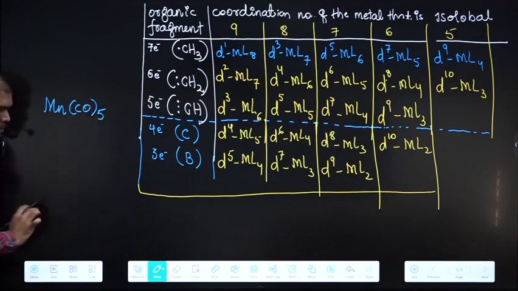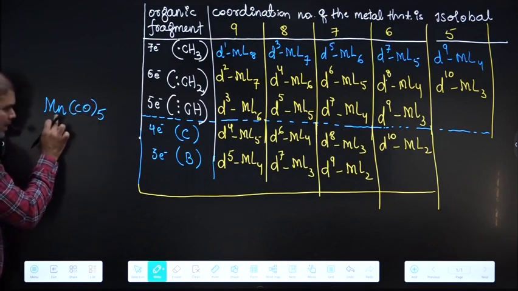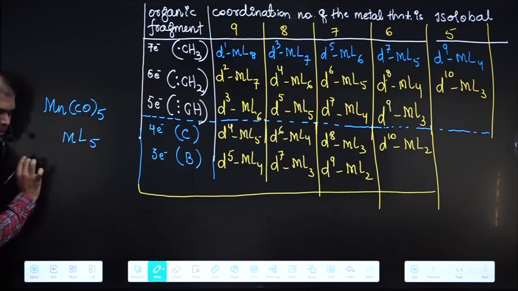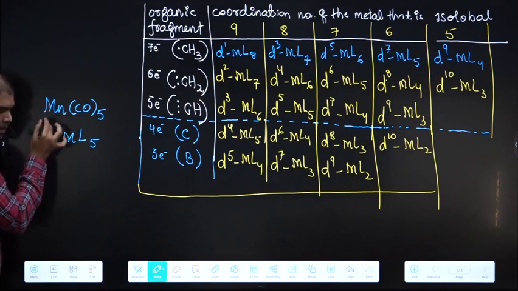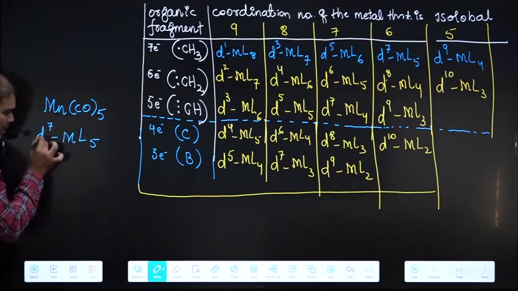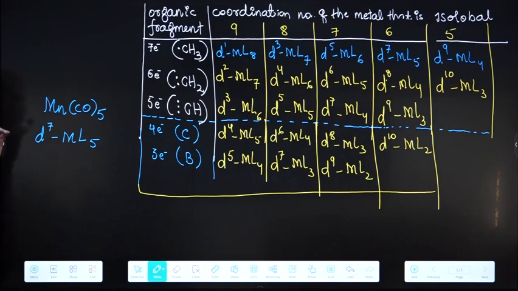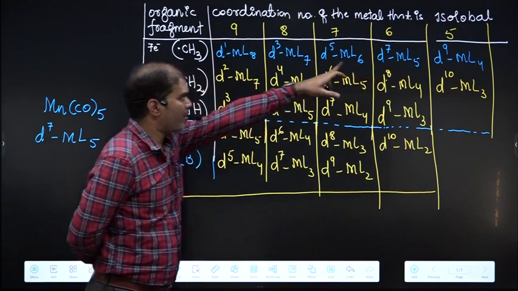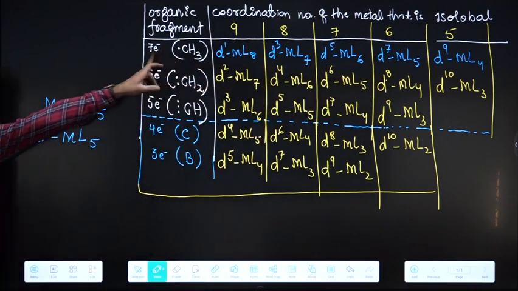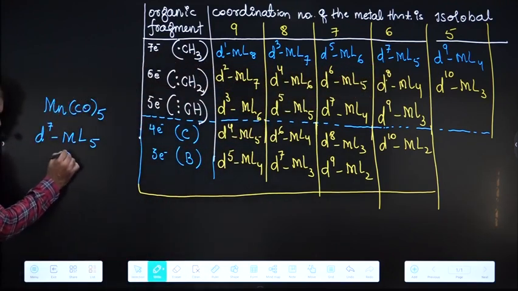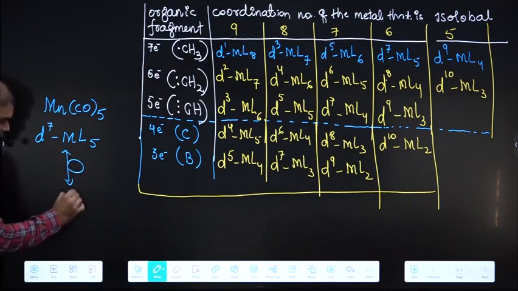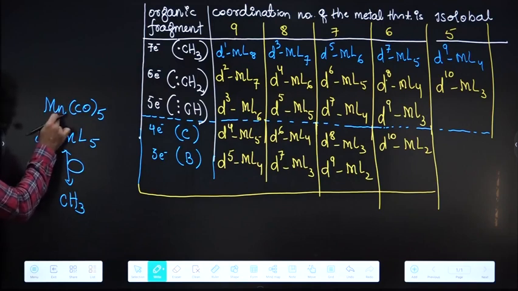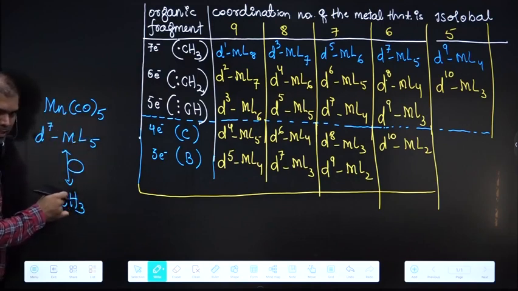Mn(CO)5. Is it ML5? Yes. It is ML5. How many electron system is it? d7. So it is a d7 ML5. Where do you find d7 ML5? I find d7 ML5 here. So d7 ML5 is isolobal with a 7 electron system. It means it is isolobal with methyl. Getting my point? Okay. So Mn(CO)5 is isolobal with this particular unit.